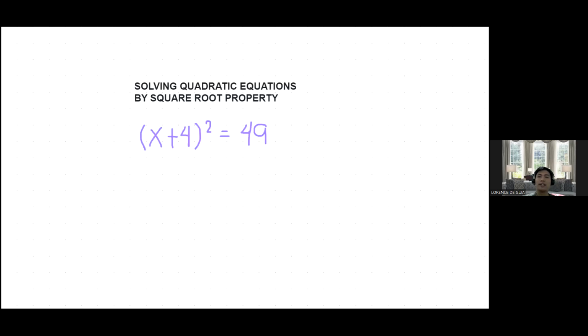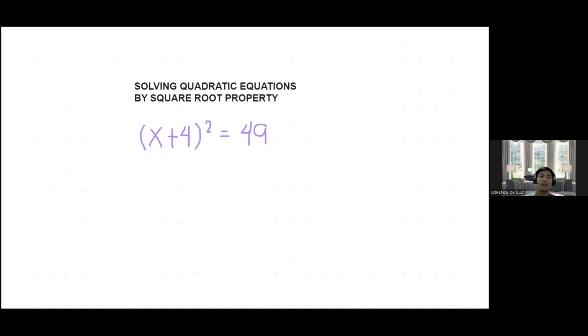Hello everyone, this is Teacher Renz, and now we're going to discuss solving quadratic equations by square root property. Say for example, we have here the square of the binomial x plus 4 equals 49.